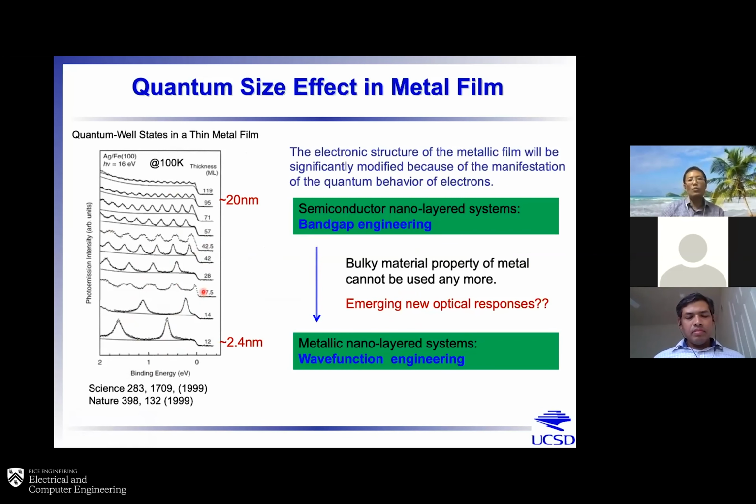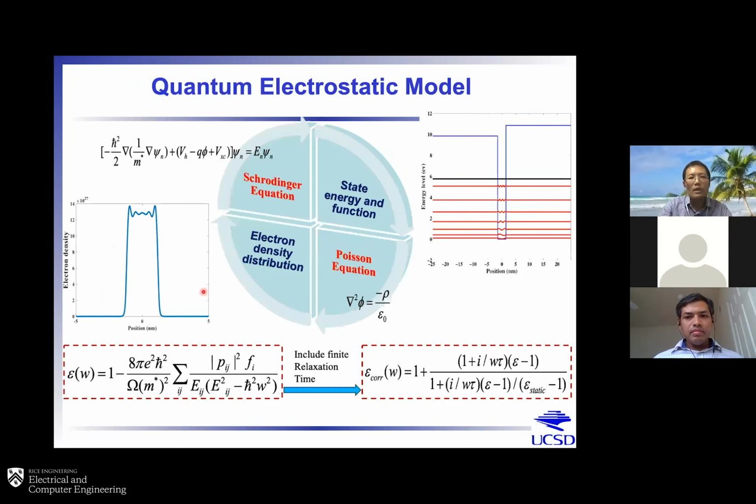So our interest is, when light hits this kind of metallic layer, what will the optical response be? At the very beginning we mainly care about the linear response, and we came up with this model. It's a very simple model, nothing really special.